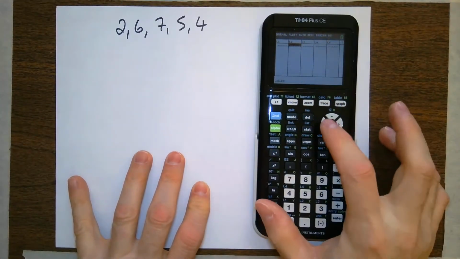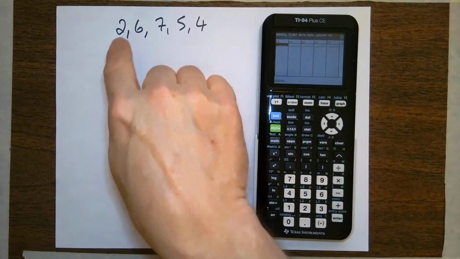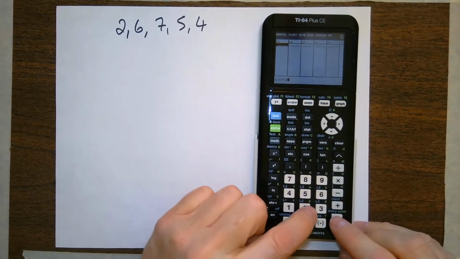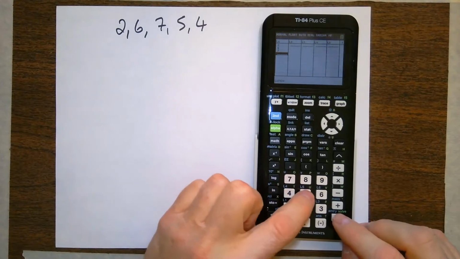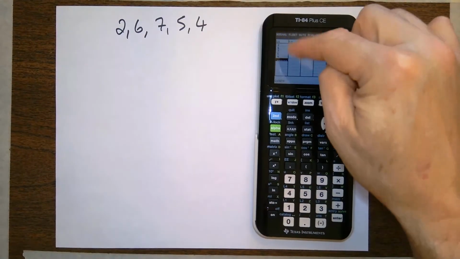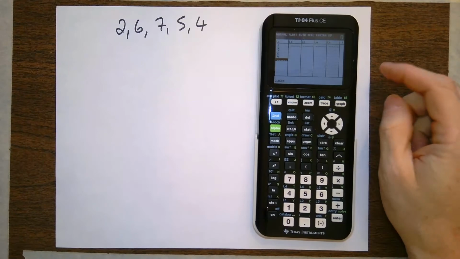So the first thing is just entering the data. Now you'll notice we've only really got one set of data here. So I'm going to enter 2, 6, 7, 5, and 4. Just everything in list 1.